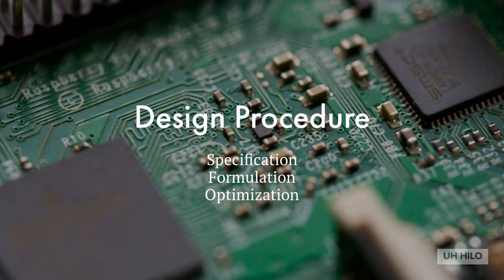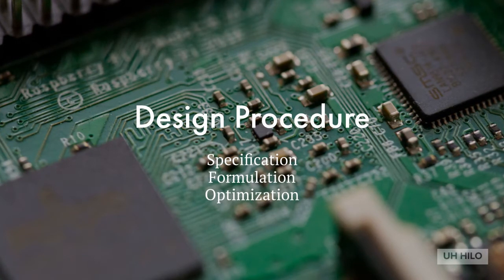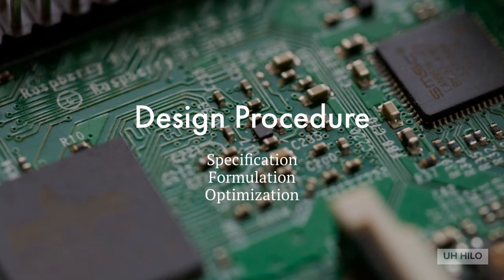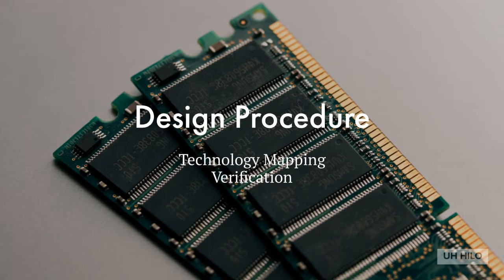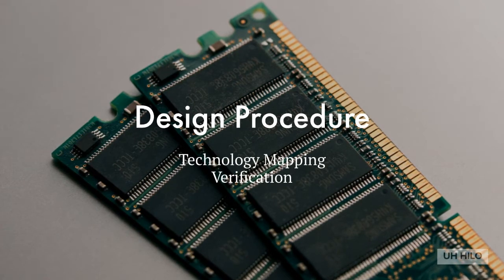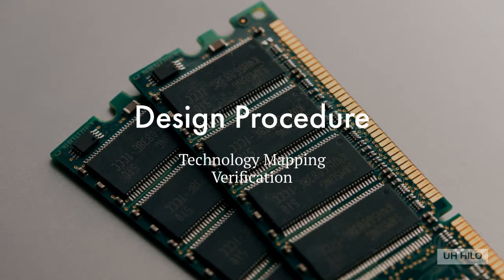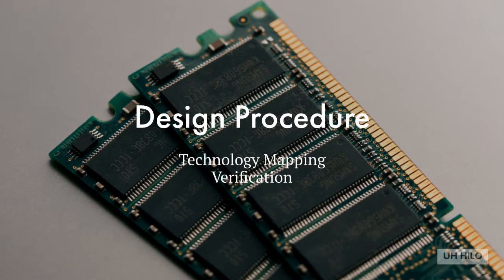Optimization is where at the circuit level we want to minimize the number of logic gates that we require. May need to do this several times. Technology mapping is transforming the logic diagram to a new diagram based on the available implementation technology. Finally, we verify the correctness of the final design.